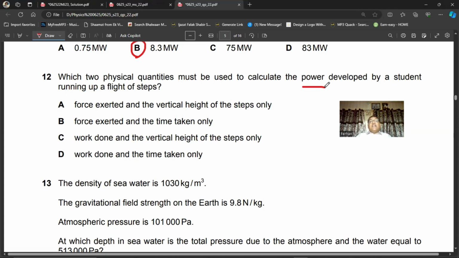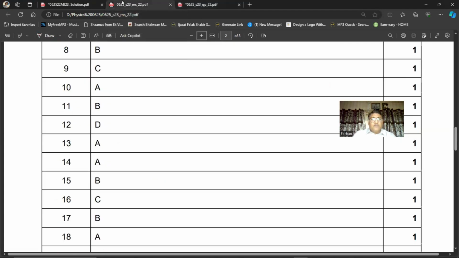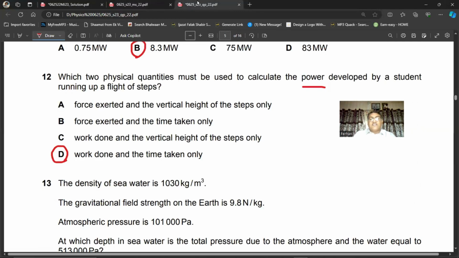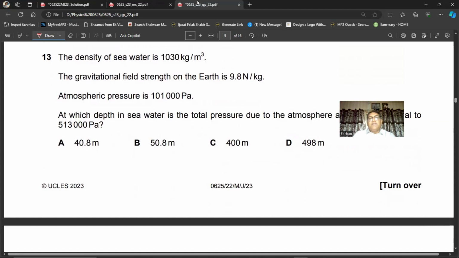The work done and the vertical height of the steps only. No. The work done and the time taken only. For power, I need to know the work done and the time taken to complete that work. Power is equal to work divided by time. Question number 12, D is the right answer, sir. Then we have question number 13 coming up on your screen.